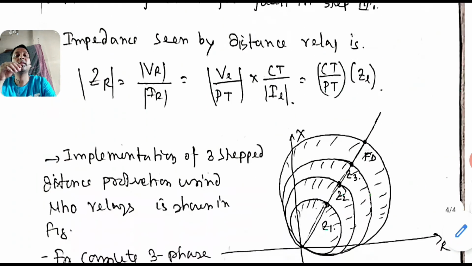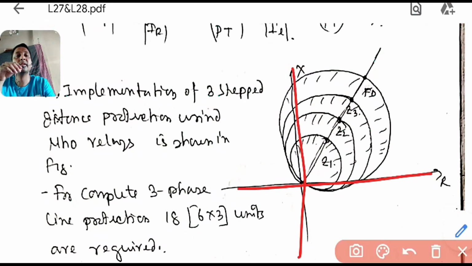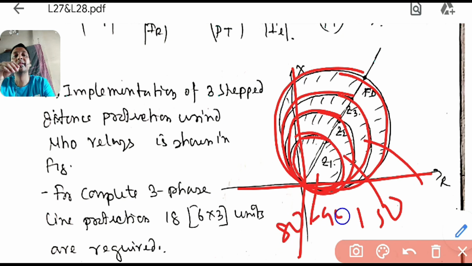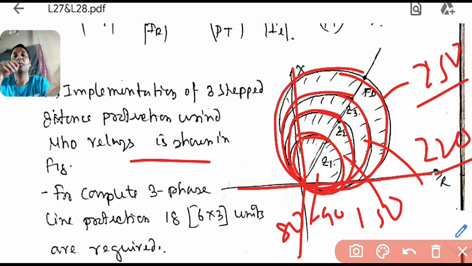Now how is this 3-step protection implemented? By using a Mho relay, you can say. So you can see this is the set. This is the first step protection Z1, because its setting is 80%. That's why it is a small circle. Then Z2, the second one, the third step, and the fourth step, that is your FD. So you can see the first one is 80 to 90. Next one is 150, but not exactly 150, I am saying 150 percent of the shortest line. And 220, not exactly 220, 100 and 120 percent of the next longest line. And 250, but not exactly 250, 100 and 150 percent of the longest line. So by using a Mho relay, you can see.